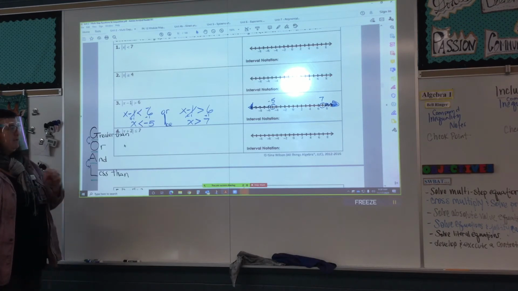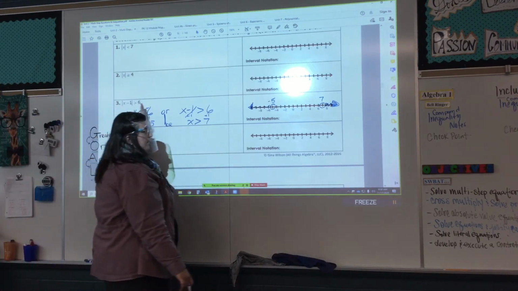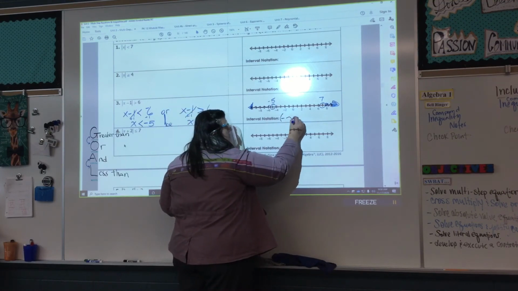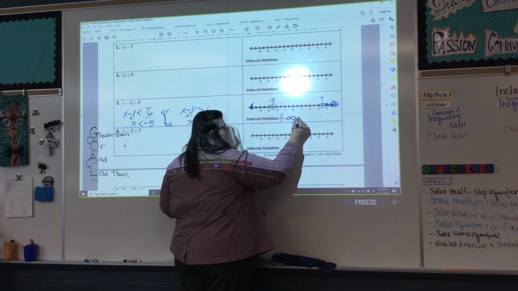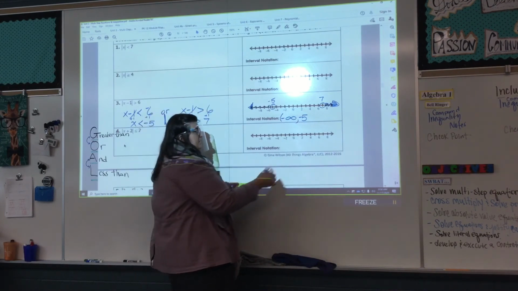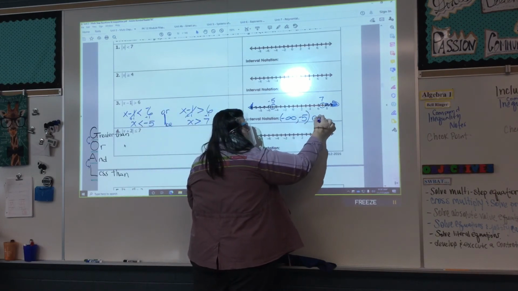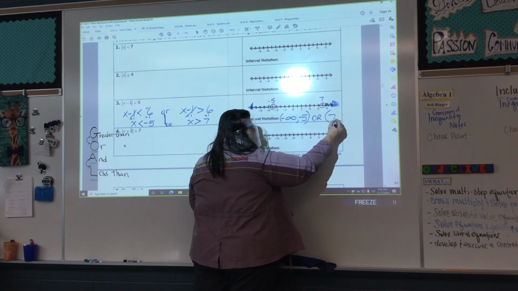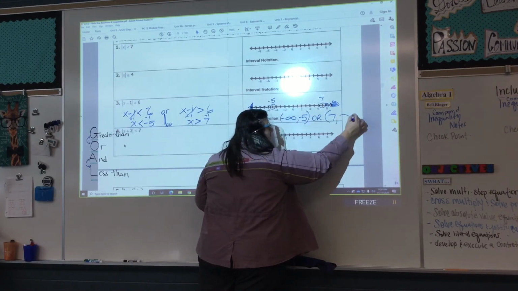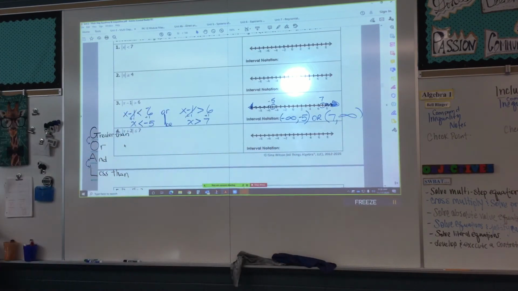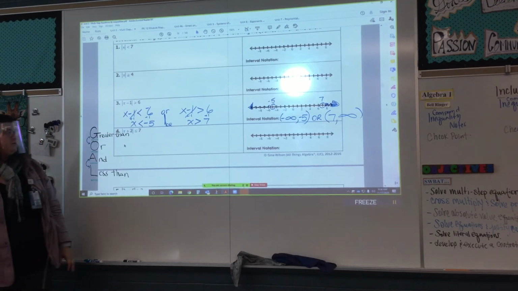One final step, interval notation. I'm coming across the graph. I'm coming in from -infinity. I'm stopping at -5. Open dot means parentheses. I write OR. I keep going. I stop at 7. Open dot is parentheses again, and I go off to infinity. So we're reading our graph left to right. That helps us write our interval notation.